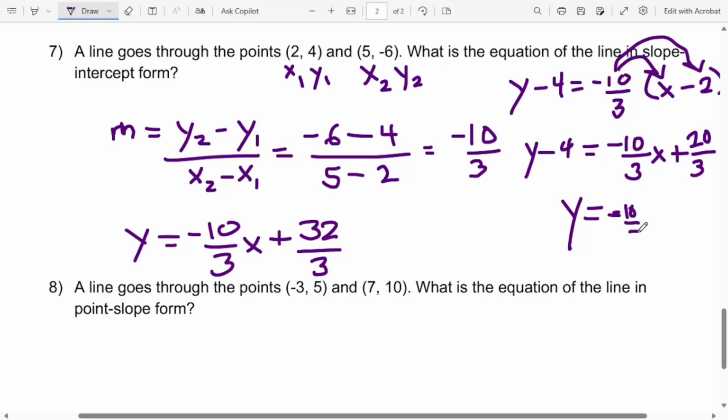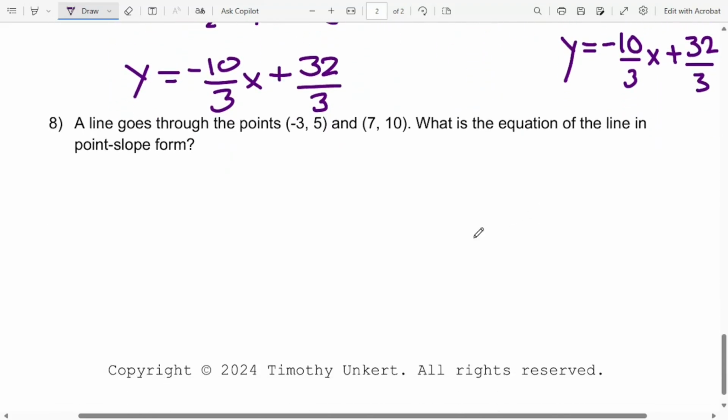10 thirds. Let me write that better. y equals negative 10 thirds x plus 32 thirds. So that's another way to arrive at that solution.